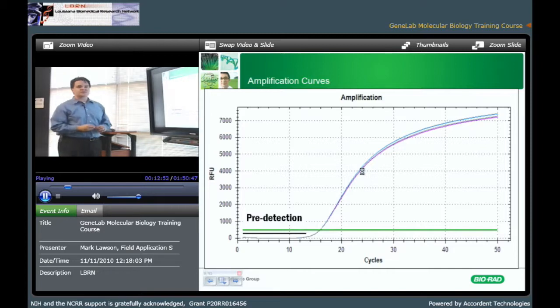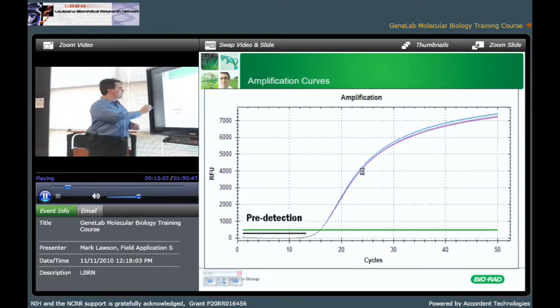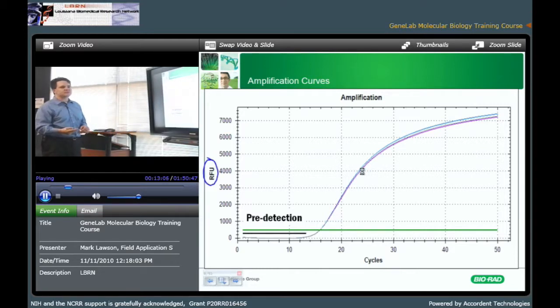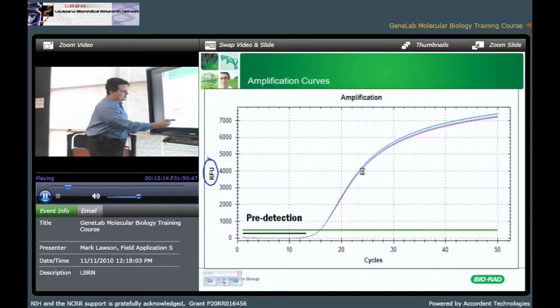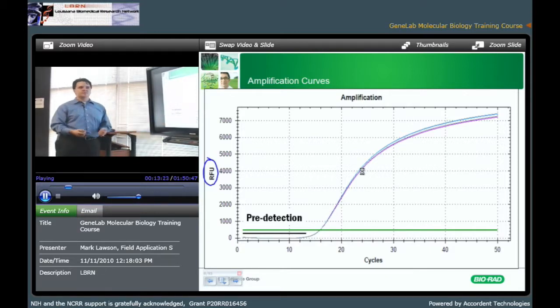This is what the curves actually look like. On the y-axis, we have relative fluorescent units. That means that the actual intensity of these values is irrelevant. It's there primarily to give shape to the curves. On the x-axis, we have cycles. So cycle 2, cycle 4, cycle 6, cycle 8, and cycle 10, every 2.